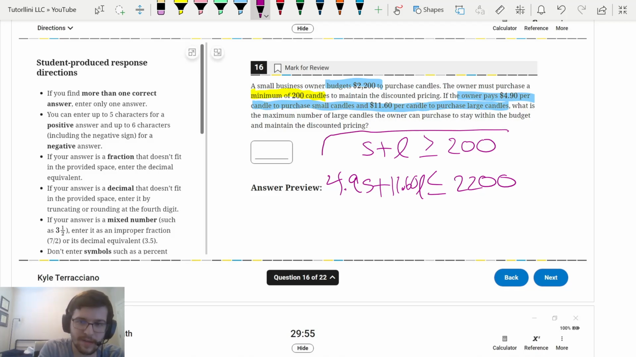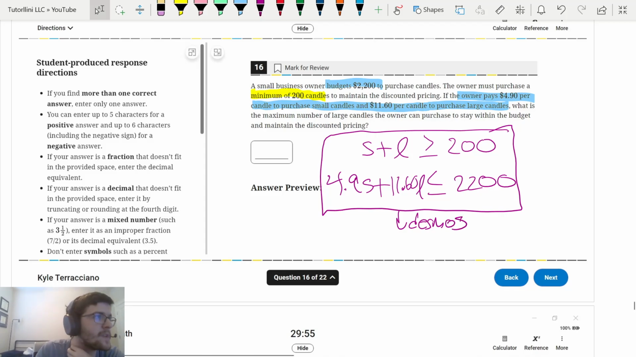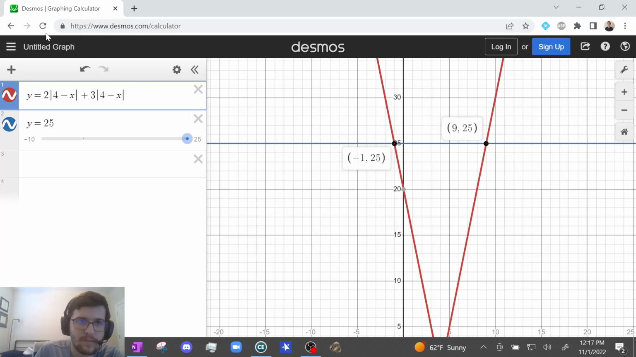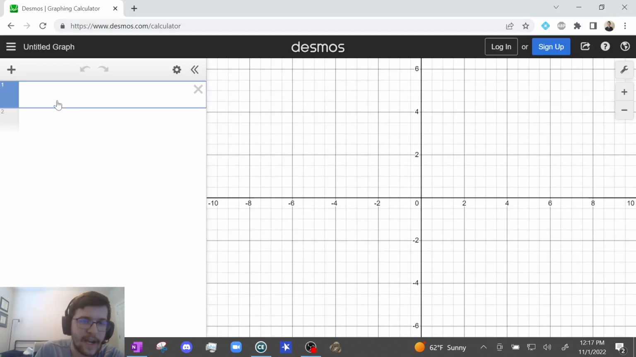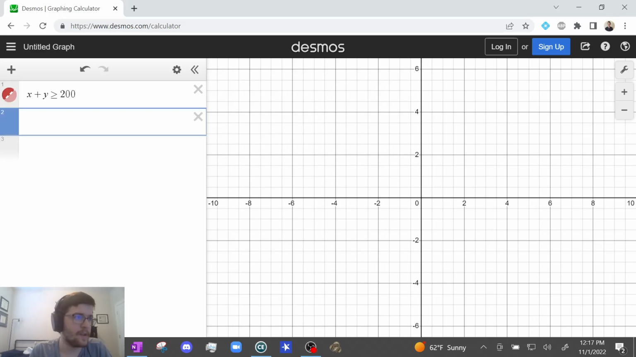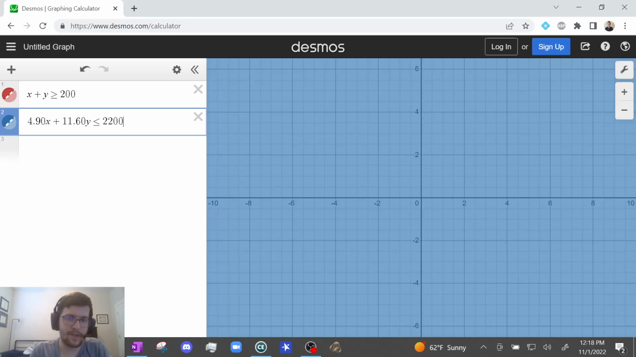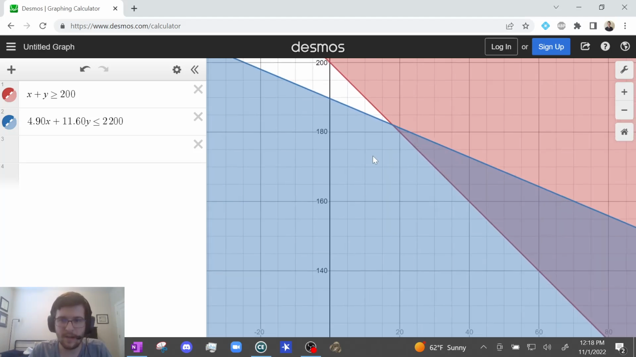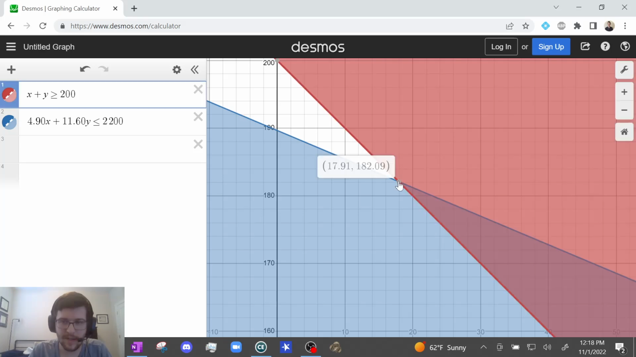Now I would take these and go to Desmos, because solving the system by hand would be a huge pain. So let's go to Desmos. I'm going to call S, X, and L, Y. So X plus Y greater than or equal to 200. And then 4.90X plus 11.60Y less than or equal to 2200. I'm going to zoom out using my scroll wheel, and then zoom in, and you see it intersects here.